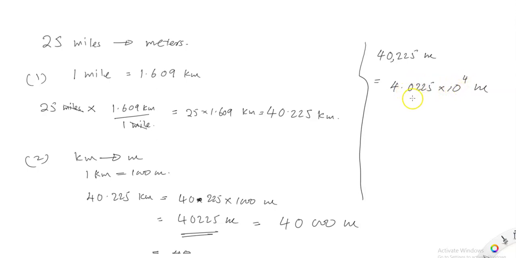Okay, so now if I want to leave the answer with 2 sig figs, my answer will be 4.0 times 10 to the 4. 2 sig figs, 1 and 2, right? If I need 3 sig figs, somebody says, okay, give me 3 sig figs, what do I do? 4.02 times 10 to the 4 meters. And you can continue like this. If you need more sig figs, you add another digit like that. All right.